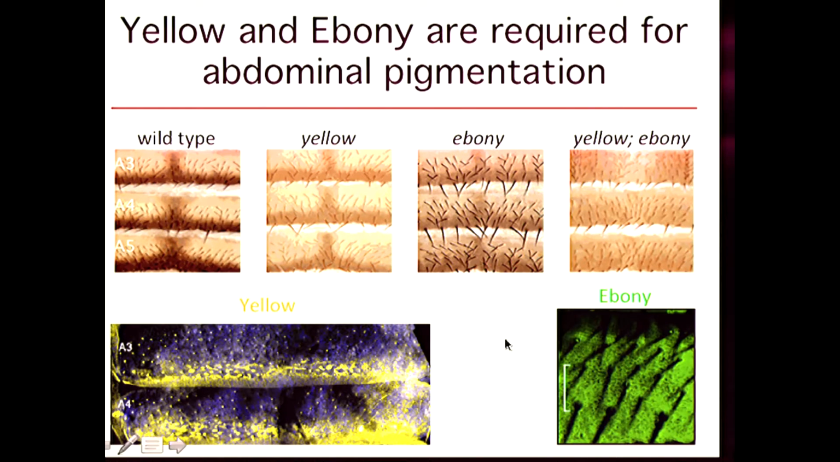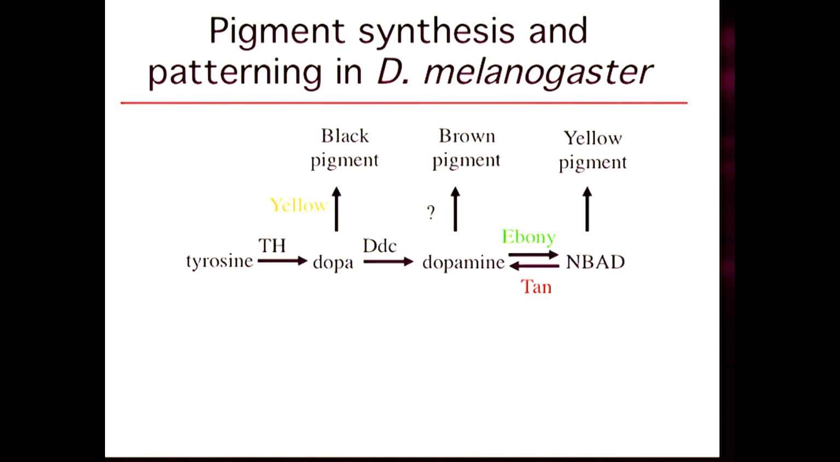Ebony, I also did that experiment, and it's expressed actually more broadly. So this is a closer picture that's only sort of one region like this, okay? So we can look at the expression patterns. I can look at the mutant phenotypes to infer what these genes are doing. We also know something about what the proteins they encode do biochemically.